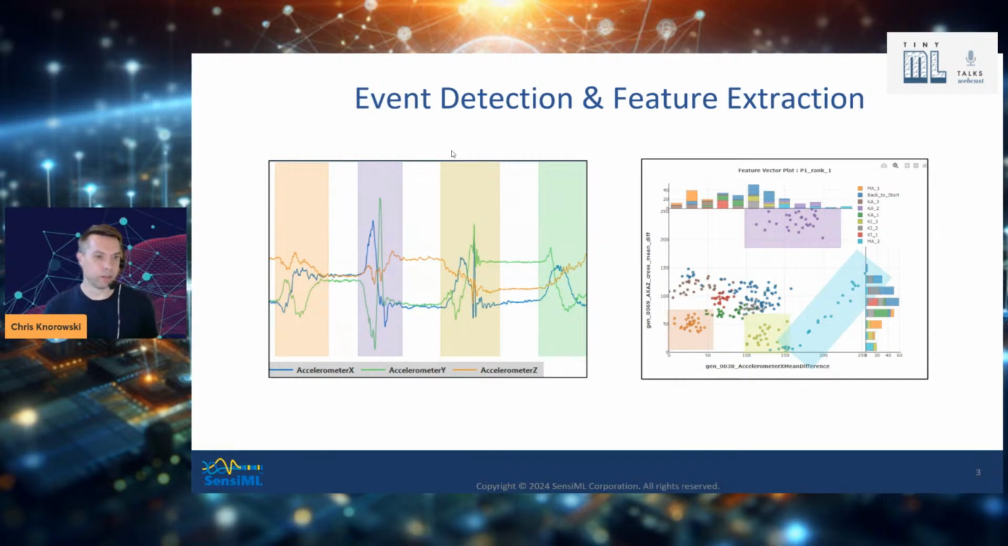Is, one, can we find an event detection algorithm that does a really good job of separating out the events we're interested in from the rest of the noise, capturing the start and the end of that event. And then the feature extraction, what we're looking for is features that do a very good job of separating the different events.